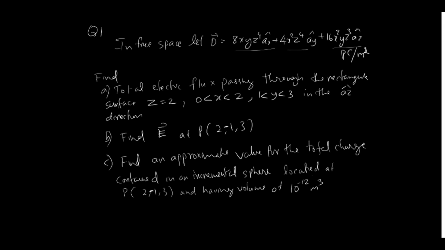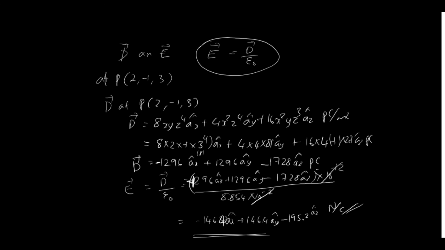Now part C of the question is find an approximate value for the total charge contained in an incremental sphere located at P 2 minus 1 3 and having volume 10 raised to minus 12. So this is incremental volume of size 10 raised to minus 12. So delta V is given, delta V is equal to 10 raised to minus 12.